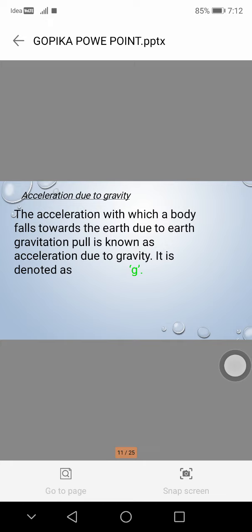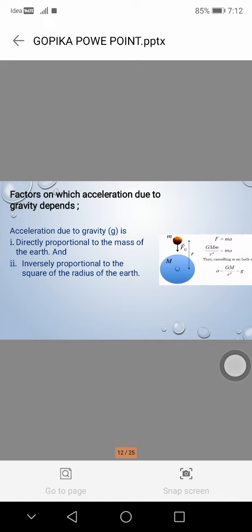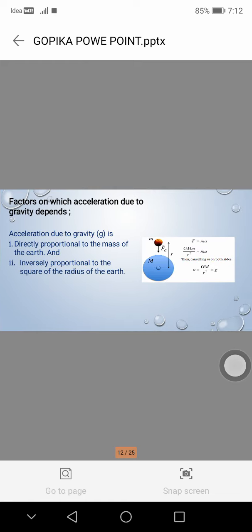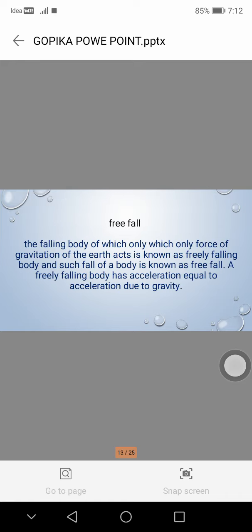Acceleration due to gravity. The acceleration with which a body falls toward the earth due to the earth's gravitational pull is known as acceleration due to gravity. It is denoted as small g. Factors on which acceleration due to gravity depends: small g is directly proportional to the mass of the earth and inversely proportional to the square of the radius of the earth.